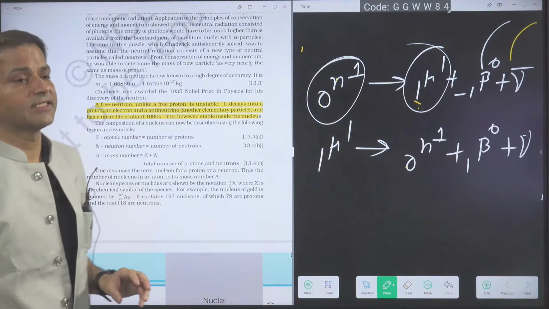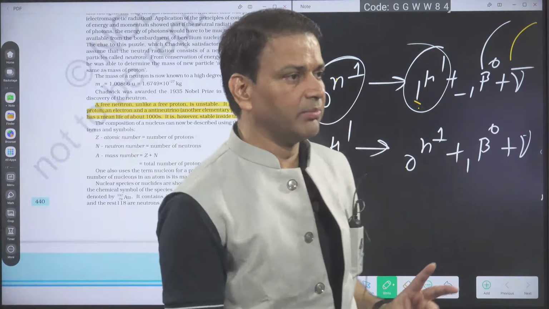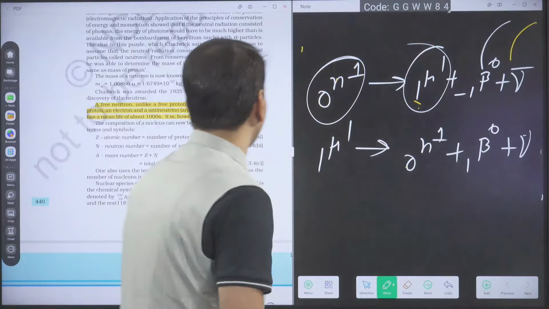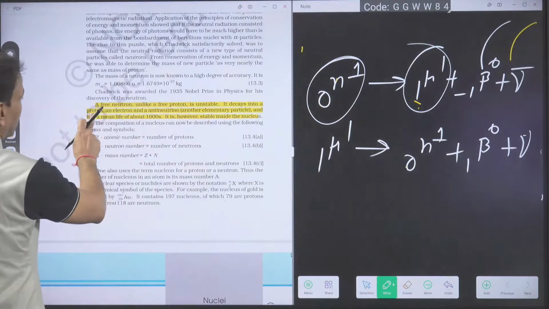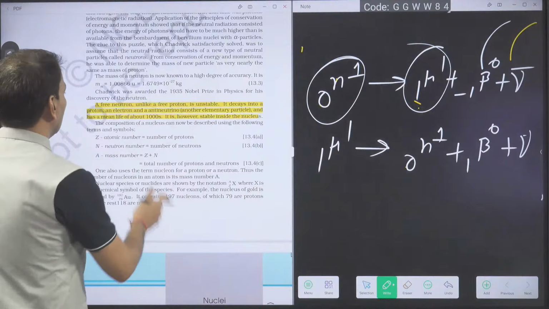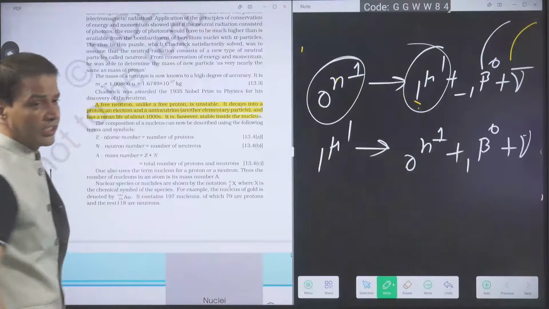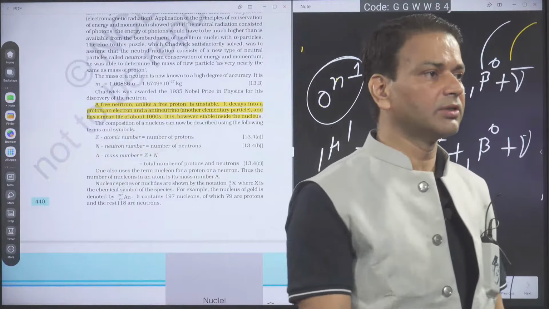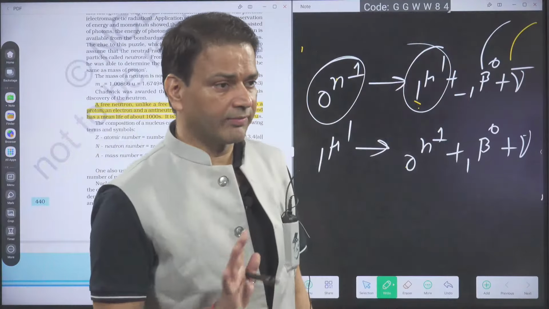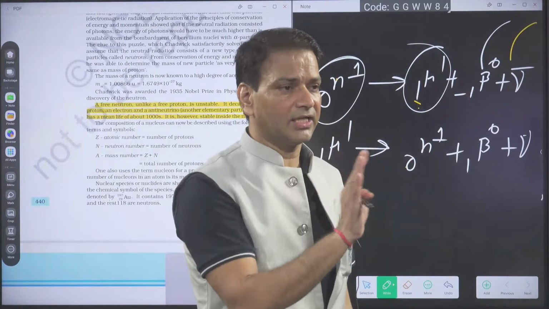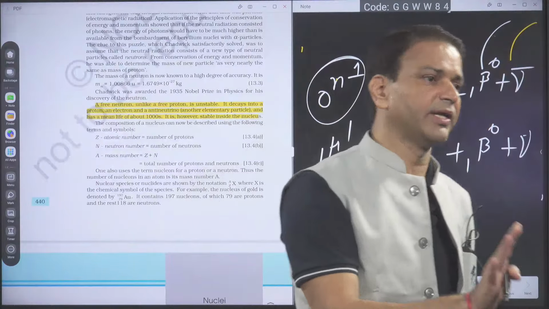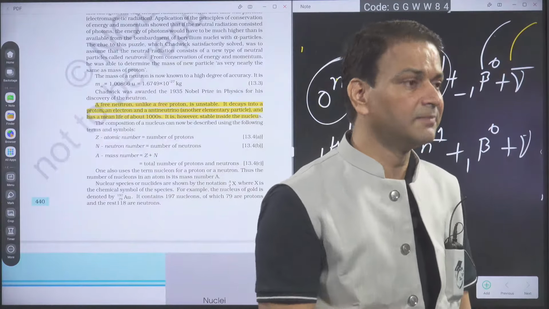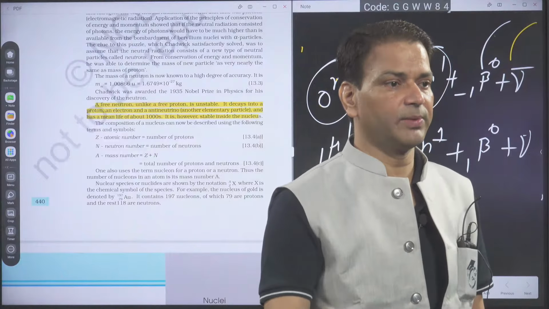Everybody got? What I said: a free neutron is very unstable, and a free proton is very stable. The free neutron decays into a proton and an electron, with a mean life of about 1000 seconds. Free neutron is very unstable, mean life 1000 seconds. Free proton is very stable.